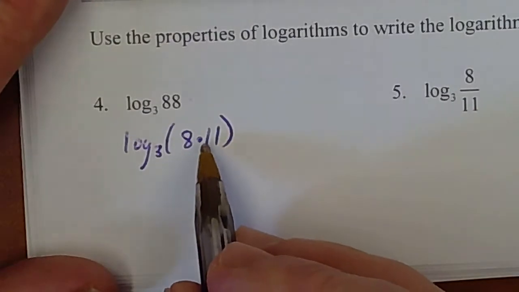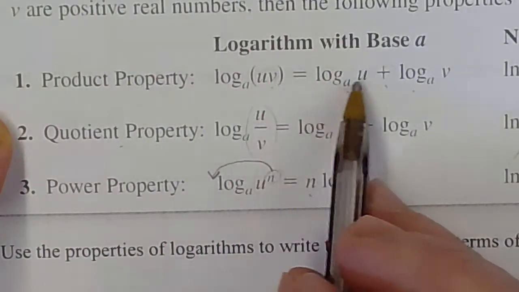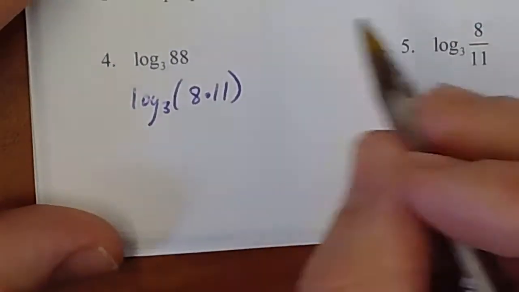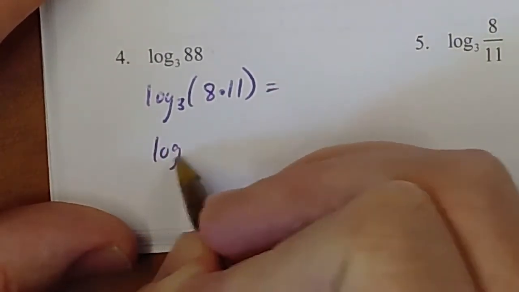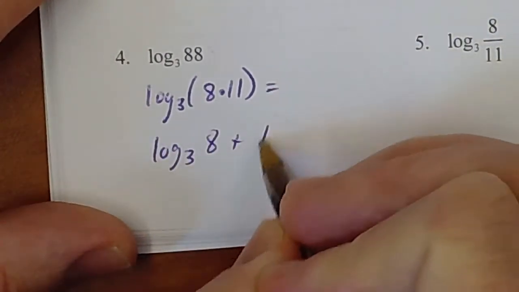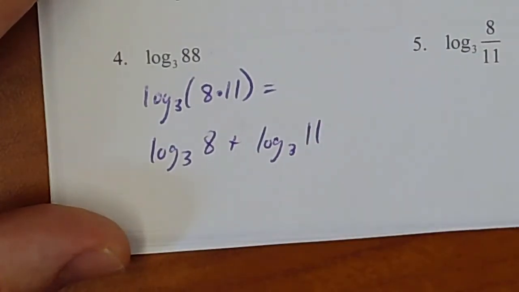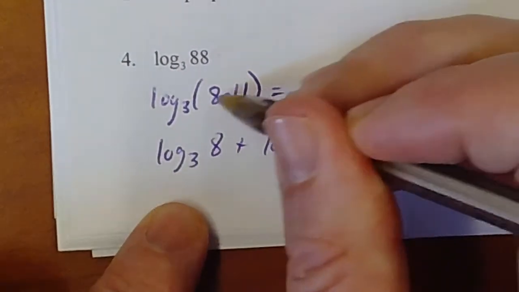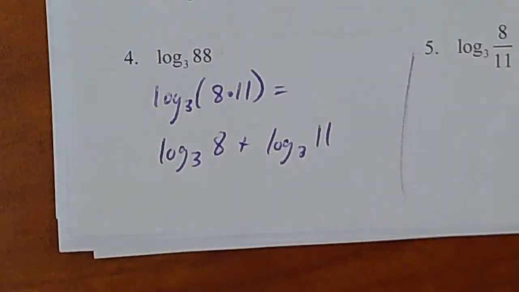So right now I have a product. If I have a product of two things, I can write that as a sum of the two logs and break it up into two. So we're going to say this is equal to log base 3 of 8 plus log base 3 of 11. This looks a little familiar from these properties from Algebra 2, something that you probably covered. That's the u times v thing that they're saying up there. So log of u plus log of v.